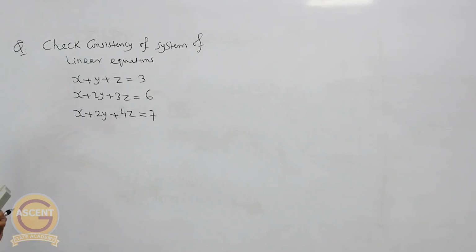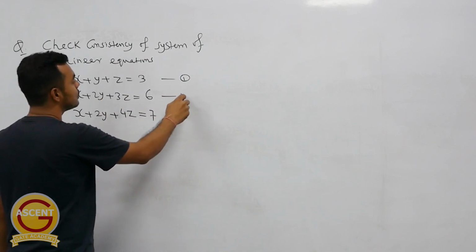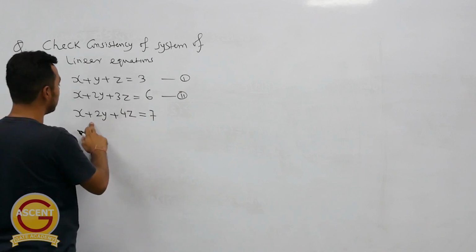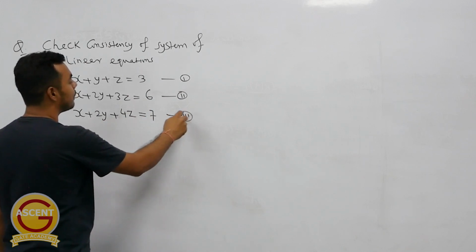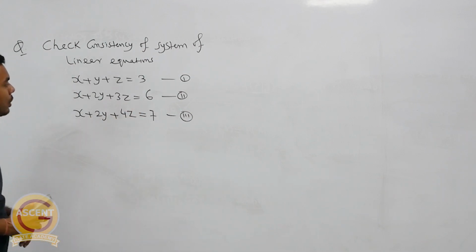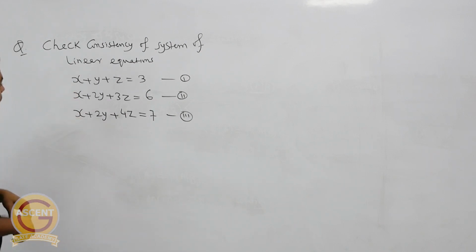So this is our first problem. The question is, we have to check the consistency of this system of linear equations. Three equations are given. The first equation is x plus y plus z equals 3. The second equation is x plus 2y plus 3z equals 6. And the third equation is x plus 2y plus 4z equals 7. Now we have to find whether the system of linear equations is consistent or not, meaning that we have to find whether any value of the variables is possible which will satisfy all three equations.